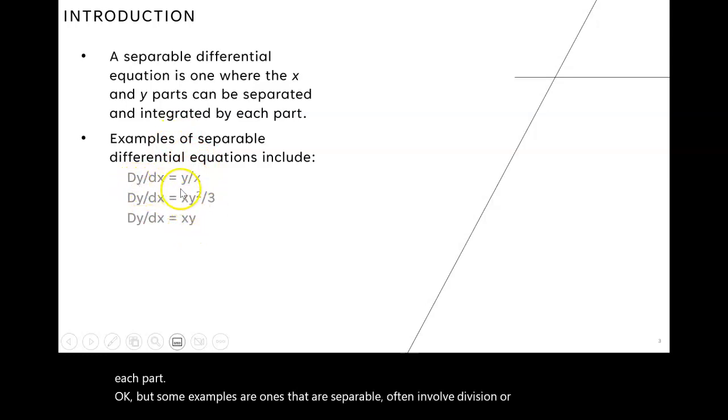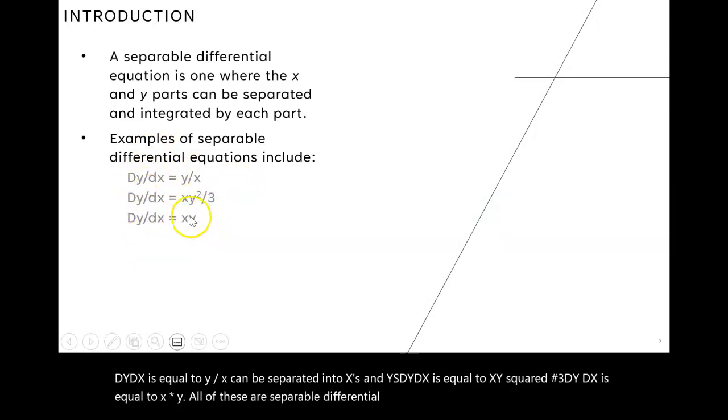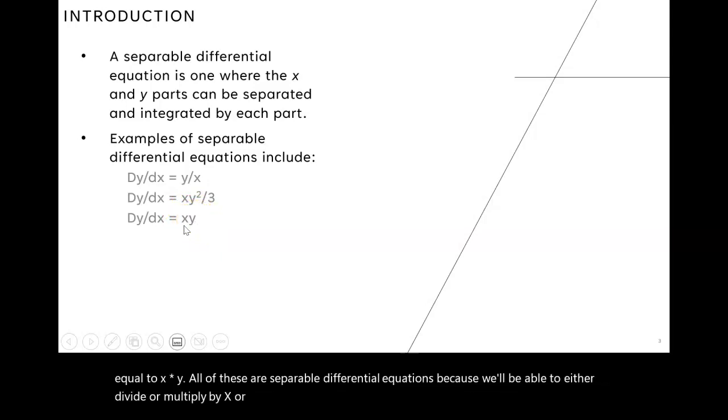So dy/dx is equal to y over x can be separated into x's and y's. dy/dx is equal to xy squared over 3. dy/dx is equal to x times y. All these are separable differential equations because we'll be able to either divide or multiply by x or y, or some variation of that, in order to separate our particular sides into x's and y sides.